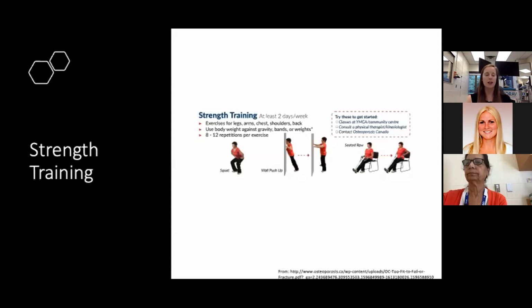Okay, so strength training. I know you've done some resistance training in your cardiovascular rehab. Osteoporosis Canada has some examples here of squatting, wall push-ups, and seated rows, but really it's anything where you're moving a weight against gravity. You can use bands, you can use free weights, you can use a bag of flour, really whatever you have to try to do some resistance training. And again, I'll point you back to your cardiac rehab supervisors that you've had in the past and your exercise prescription, because a lot of you already have great examples of what you should be working on.